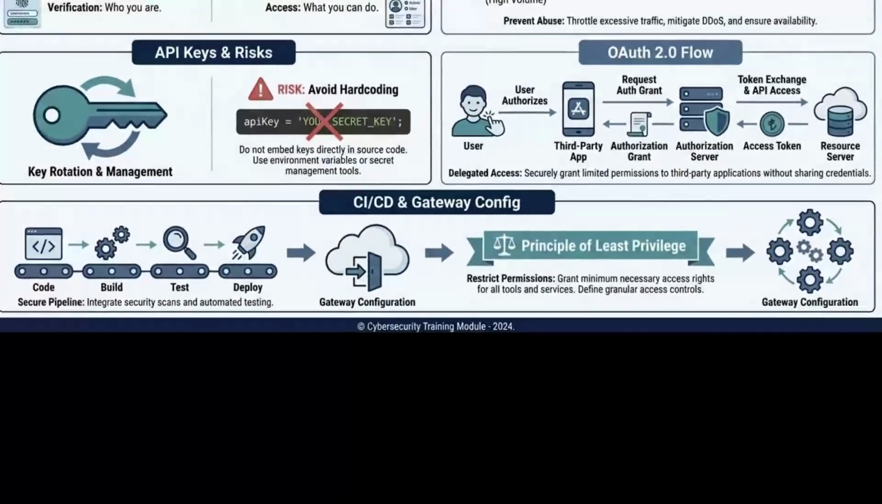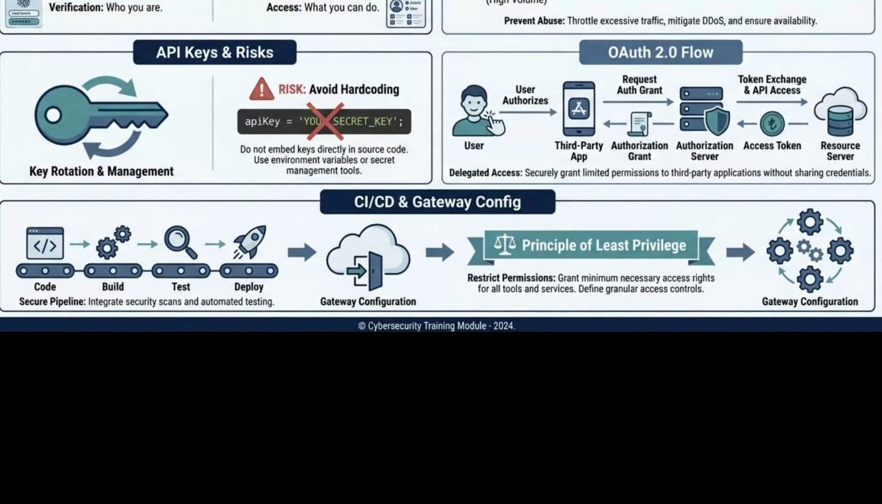Once your code passes through the secure pipeline, from development and build through testing and deployment, it reaches critical infrastructure gateways that act as your security guardians. These gateways use the principle of least privilege, which means you're giving each tool and service only the minimum permissions it absolutely needs to do its job, nothing more.